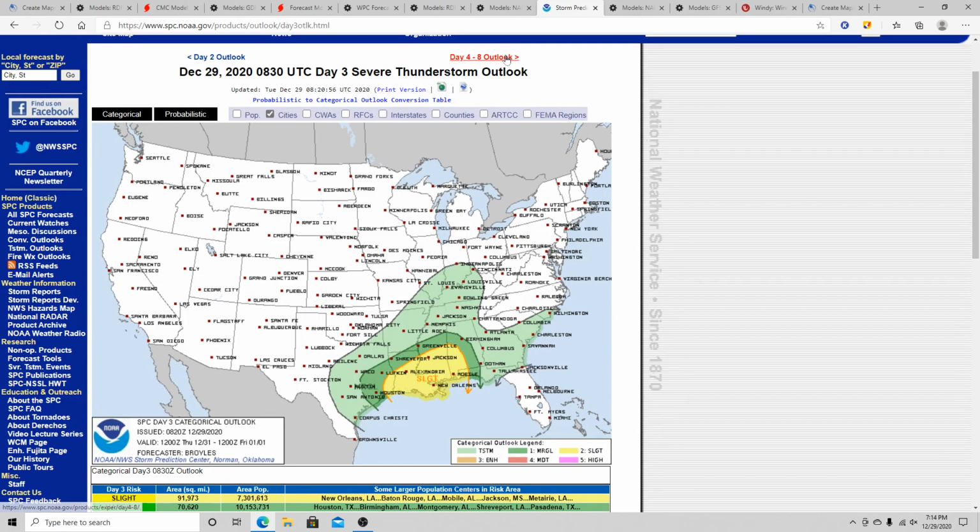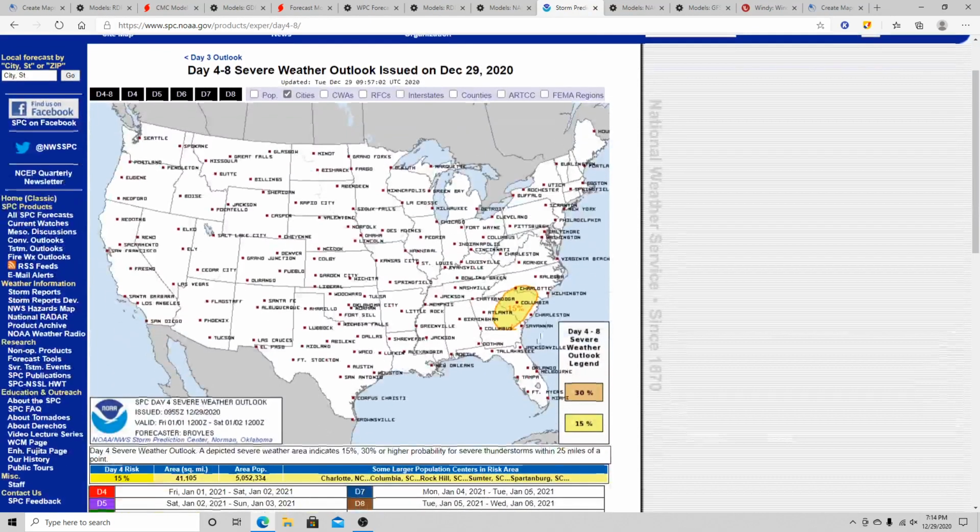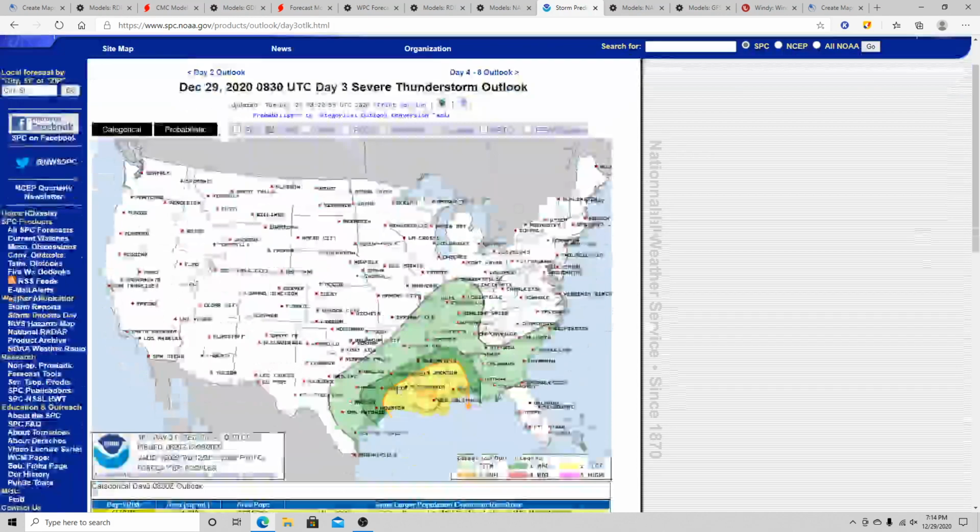And eventually getting into day 4, we got a slight risk for severe weather across east central Georgia and central South Carolina and getting into portions of North Carolina as well. My thoughts really, I don't really see this being quite a favorable environment for a slight risk, but that's definitely surprising in my opinion. I think there's a little bit lower chance for severe weather across those regions compared to day 3. So just keep that in mind.